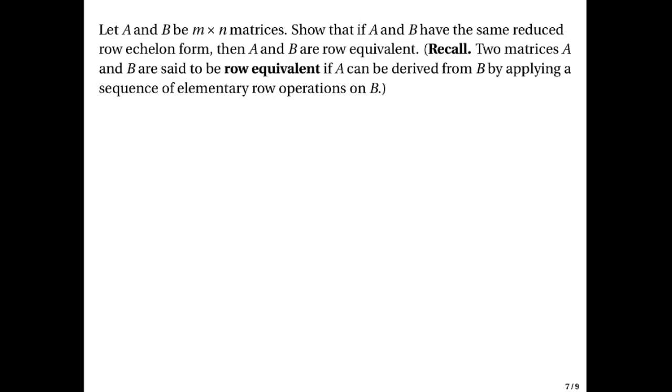So what is row equivalent again? Two matrices A and B are said to be row equivalent if A can be derived from B by applying a sequence of elementary row operations on B. So this means that we can write A as a product of elementary matrices times B, or we can write B as a product of elementary matrices times A.